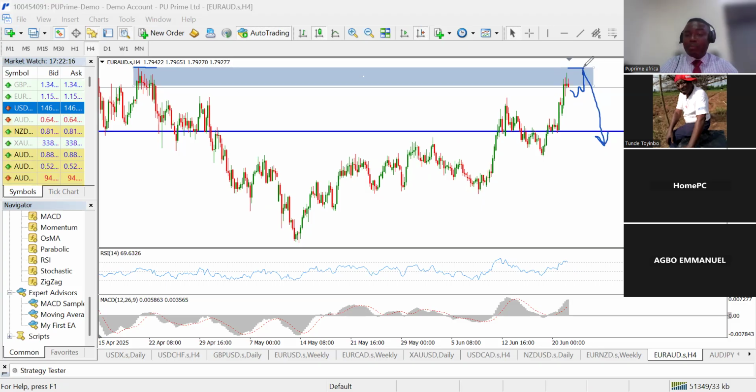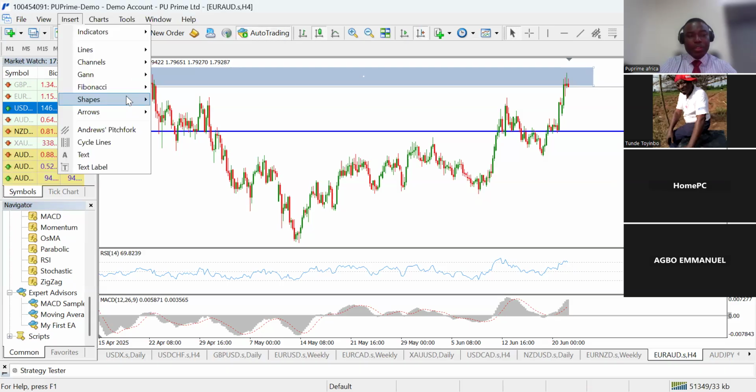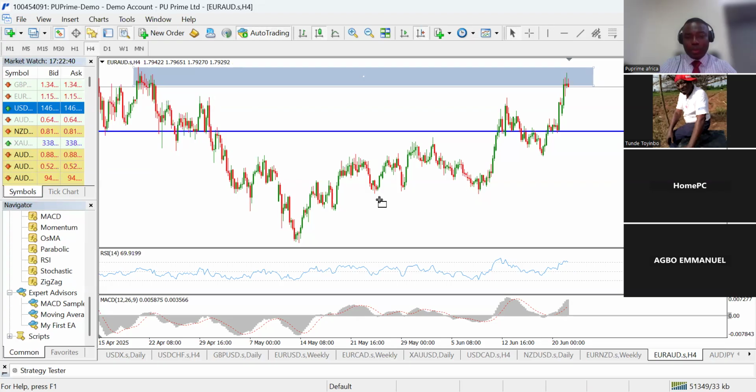Or if at all it breaks out above this level, then I'm done. I will take my loss and walk away with whatever loss I incur on the trade. So resistance levels can be used as a stop loss level in a bearish trade. The same thing in a bullish trade, the support level can be used as the stop loss.